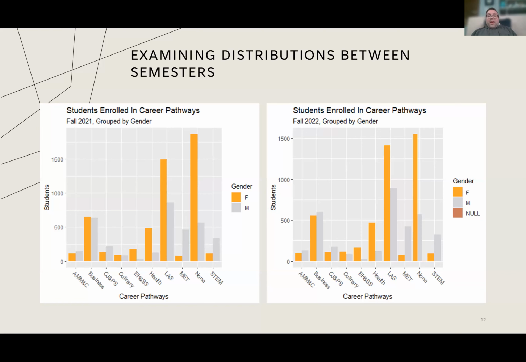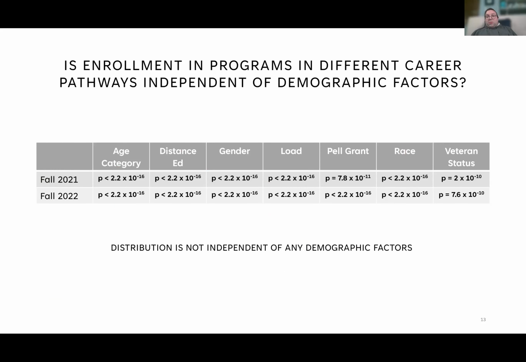So first I wanted to ask, is the enrollment in programs in different career pathways independent of demographic factors? So I ran Pearson's chi-square test on each of the factors in these two. And as you can see from the very low p-values, the distribution is not independent of any demographic factor in these semesters.